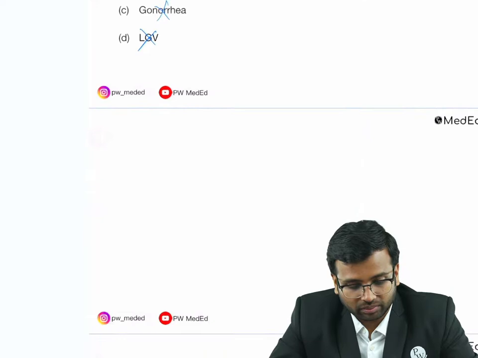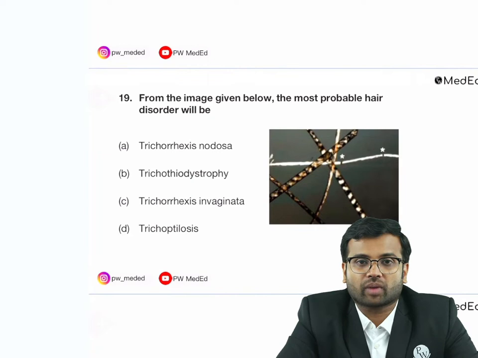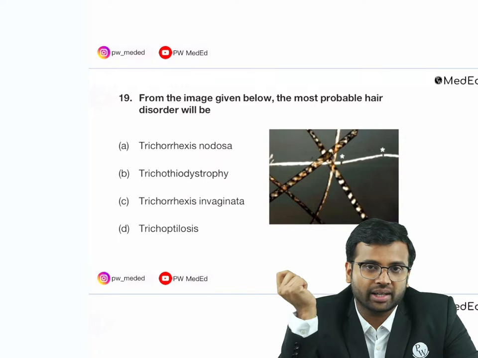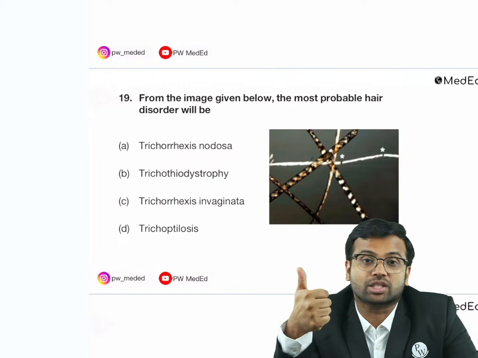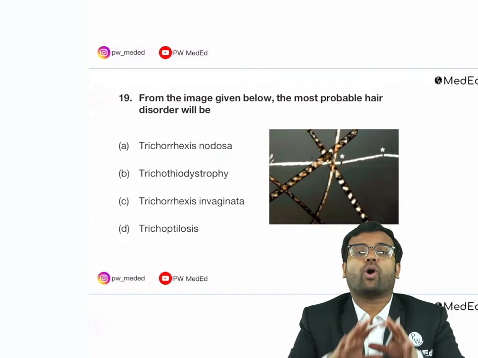Now going to the next question. From this image given below, what is the most probable hair disorder? Now, a similar image was given. So usually in all those common hair findings that we have learned, this type of an image doesn't come, right? So what they have done here is, the options you can see are trichorrhexis nodosa, trichothiodystrophy, trichorrhexis invaginata, and all these are the options. Now in all these options, you can see that all these diseases are hair shaft disorders.